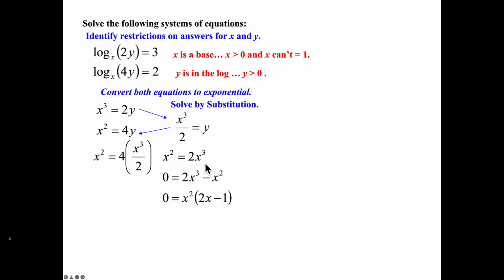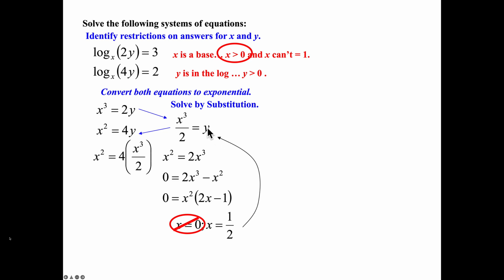Set it equal to 0, subtract over the x squared. Always keep the x with the biggest power positive. Factor out an x squared. x squared times the binomial 2x minus 1. Solve for x. x squared equals 0 means x equals 0. 2x minus 1 equals 0 means x, add over the 1, divide by 2. There's my 2 and, wait a minute. x has to be greater than 0. We can't be equal to 0. We just violated our restriction, throw that out. So take x equals 1/2.